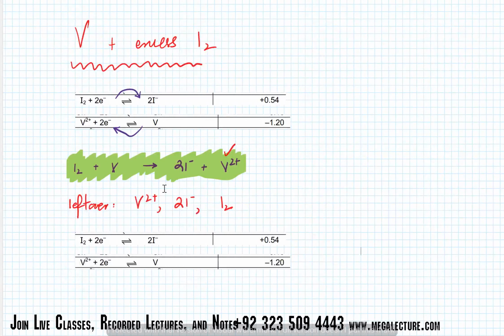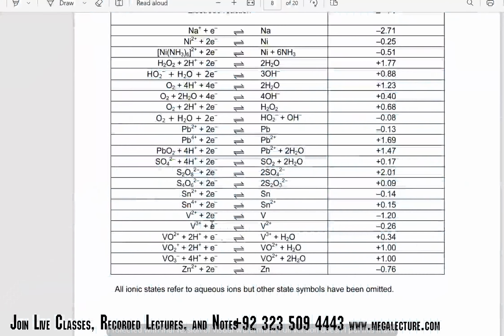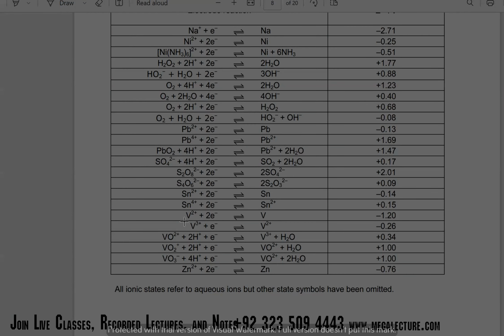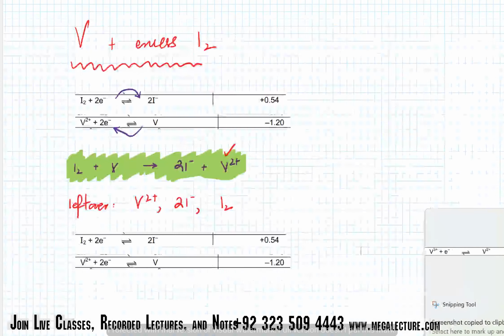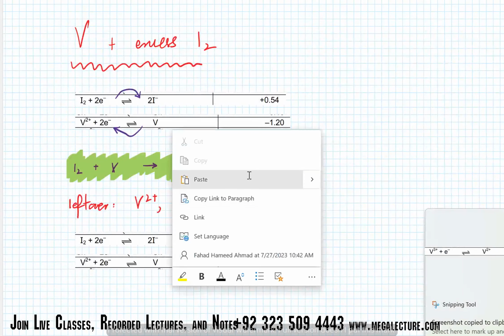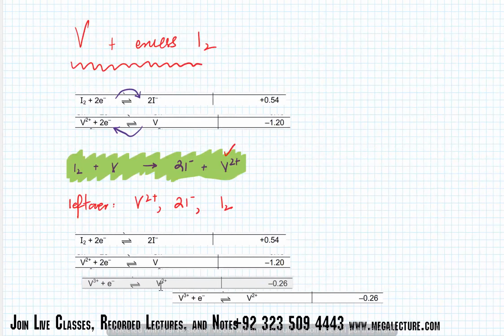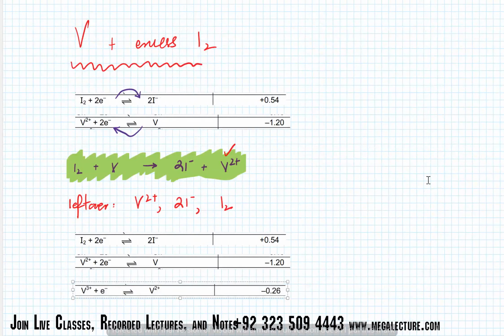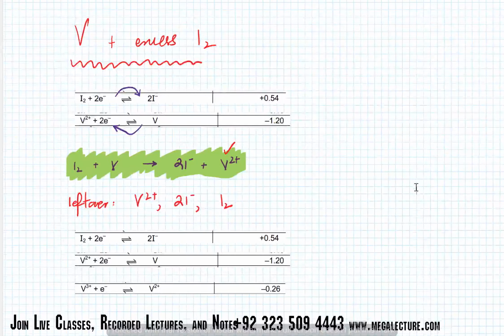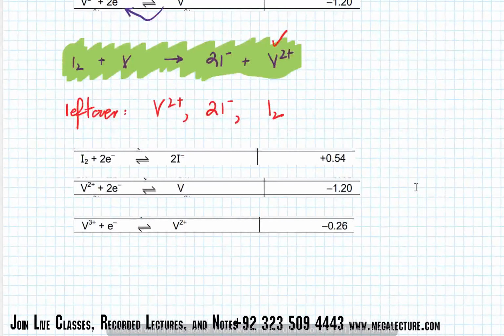And for vanadium 2+, if you look at the data booklet, there's going to be another equation, this one where it's in equilibrium with vanadium 3+, so it could possibly form vanadium 3+ as well. That's minus 0.26 volts. So there's another possibility with vanadium 2+ now. It can turn into vanadium 3+. Now let's see what's going to happen in this case.